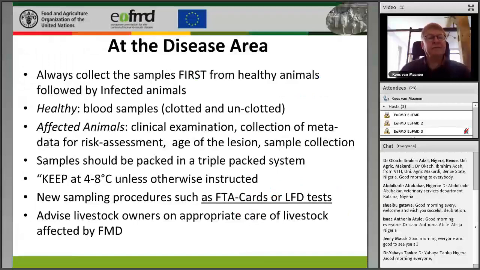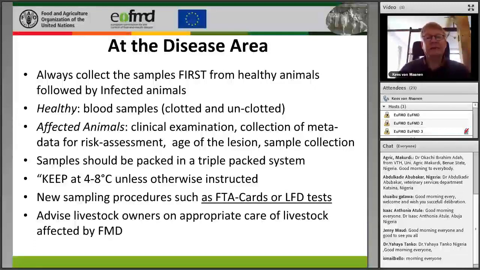So at the disease area, you always should start to collect samples first from healthy animals, followed by infected animals. For the healthy, that mainly comes down to taking blood samples. And when it's an older outbreak, you can take serum samples because you will be most interested in serology. And when it is a dangerous contact and it's maybe incubating disease in a very early stage but not showing clinical signs yet, you may decide to use clotted and unclotted blood samples and also look into viremia.